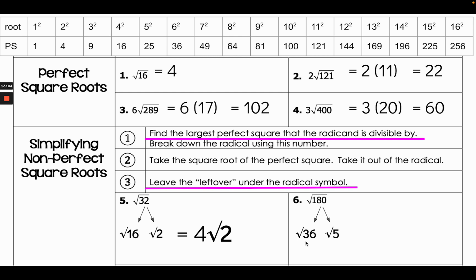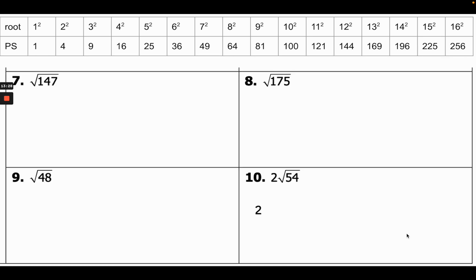And again, 36 is a number that I can easily square root. Square root of 36 is going to be equal to 6. And then I have left over 5 and I can't get rid of it. And so I'm just going to put 6 root 5, and that's my answer. 6 times root 5, or 6 root 5. Okay, let's go down to the next example.